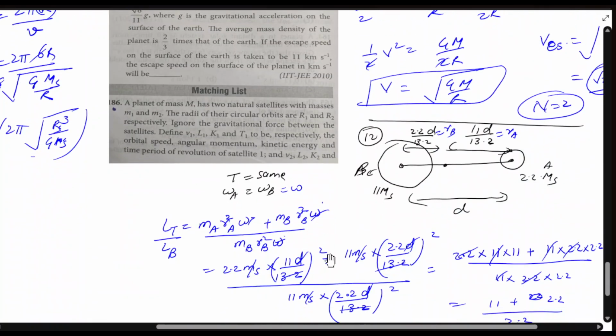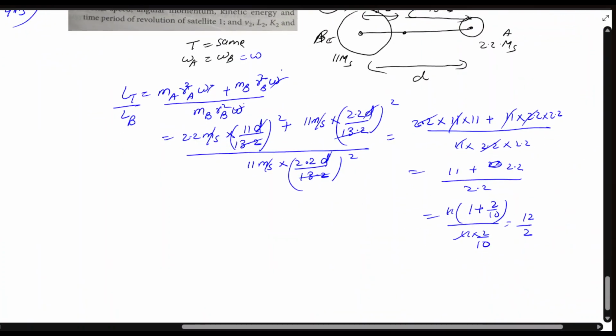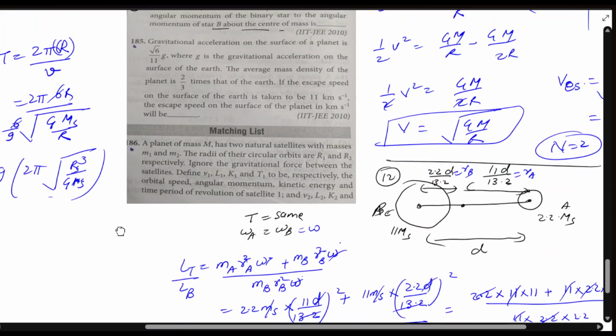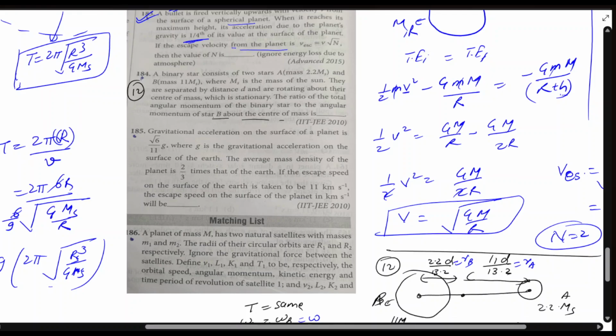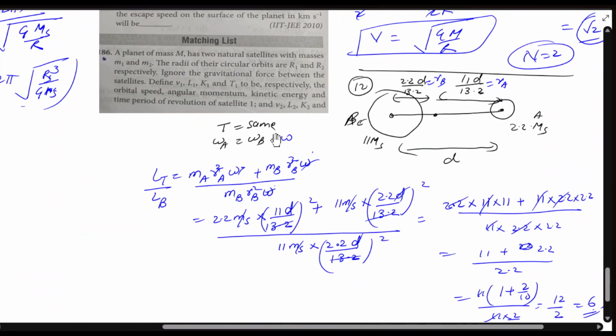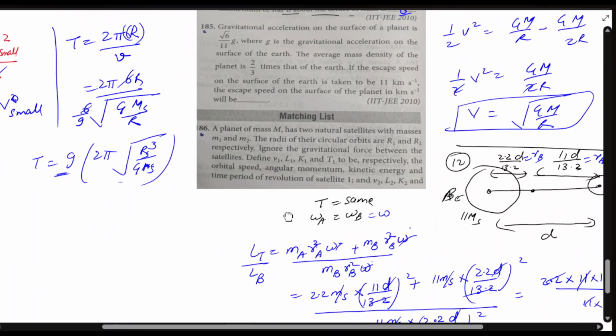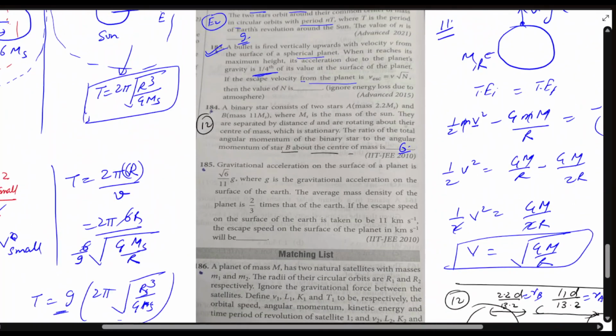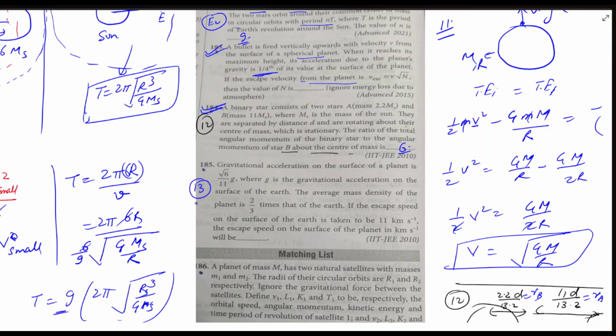12 upon 2, right? So everything is correct. We will have 6 as the answer. Okay, so the answer will be 6. It was quite easy. Again, remember this concept: if two stars or two systems are rotating due to their mutual gravitation, then the time period will be the same. Okay, so let's move on to our 13th question.